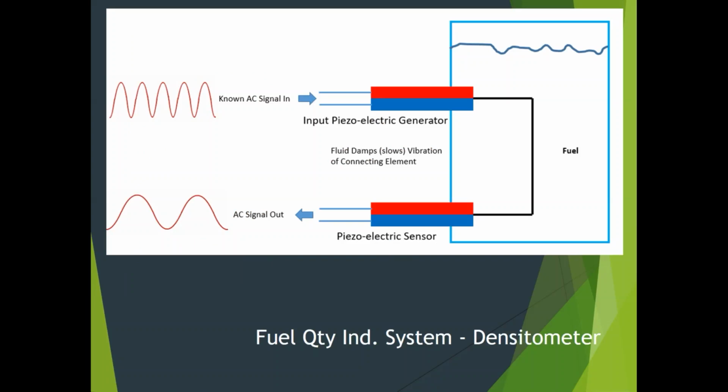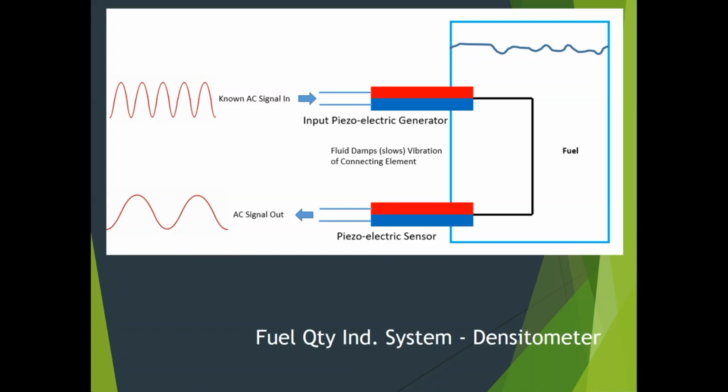But these are going to create a vibration that's going to vibrate this little wire or probe, and then the sensor side of it is going to pick up that vibration and send a signal back. And what it's looking for is that this AC signal is going to be a lower frequency when the fuel is more dense, when it's thicker, because it's going to damp the vibration in this connecting piece more than when the fuel is less dense, when the fuel is typically warmer.